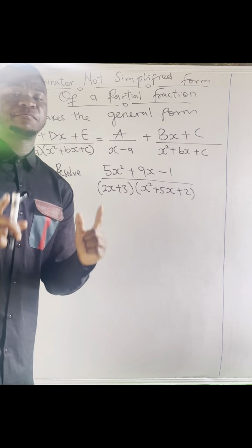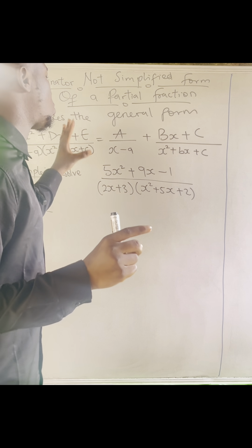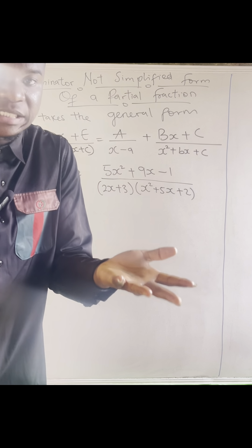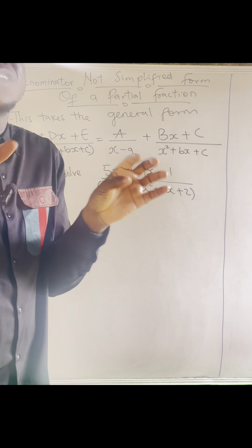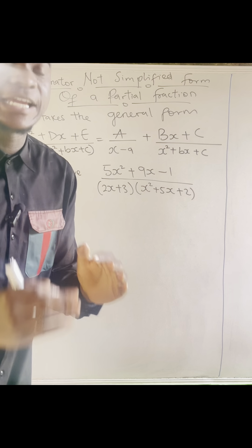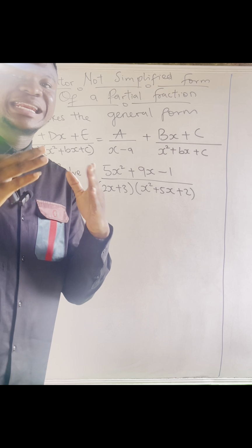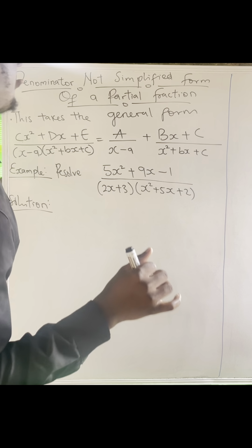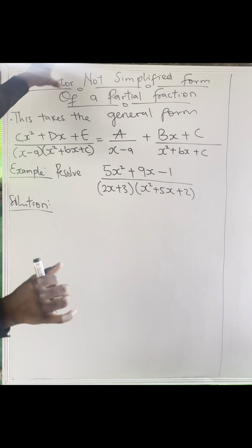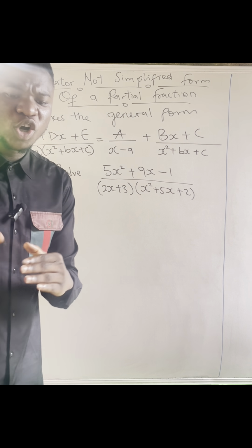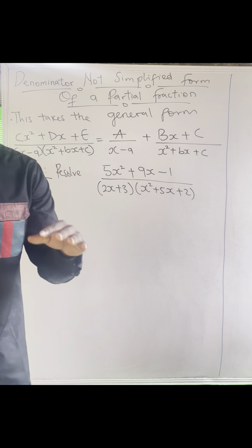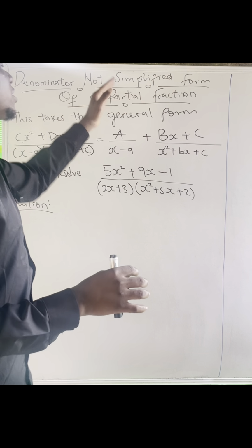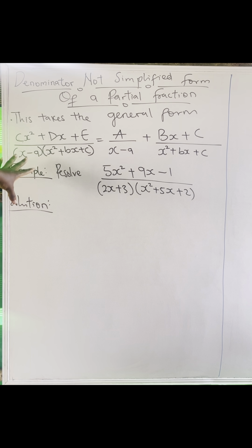So don't forget that in the previous video, I told you that whenever you want to solve a particular partial fraction using the normal long method, you must be used to the general form in which that particular question is taken. It can be the first form we've talked about, which is linear denominator, or this type in which the denominator is not simplified. So how are you going to be able to differentiate between the one that has a linear denominator and the one that has the denominator not simplified? Let's look at this particular example.